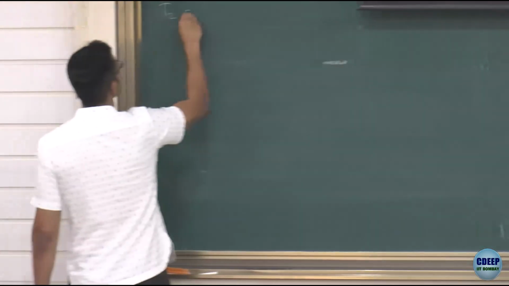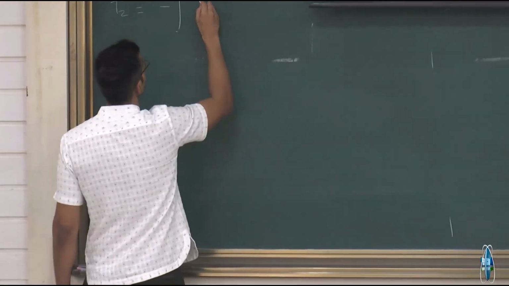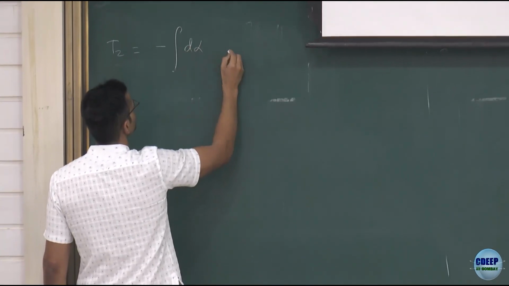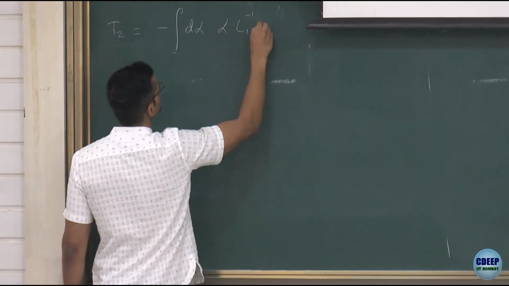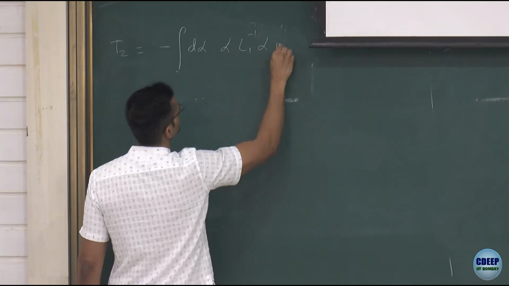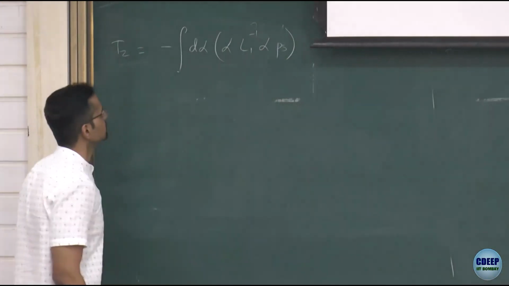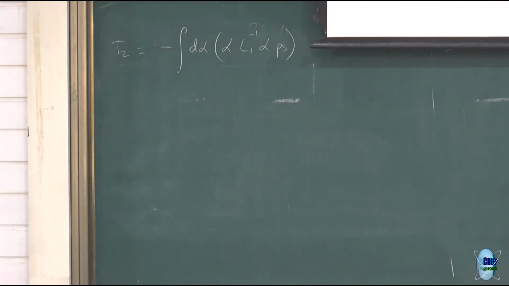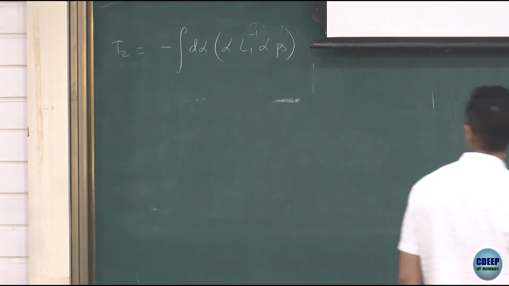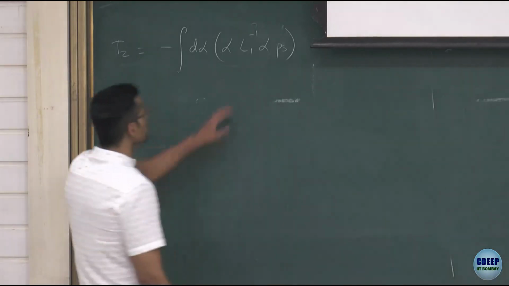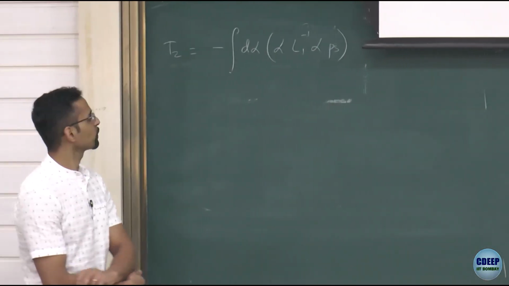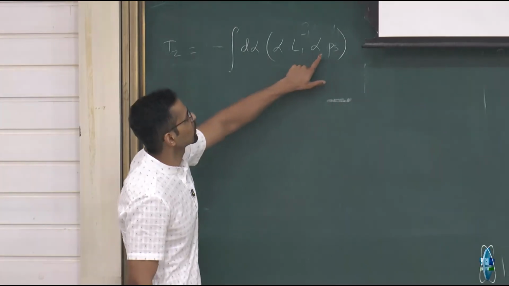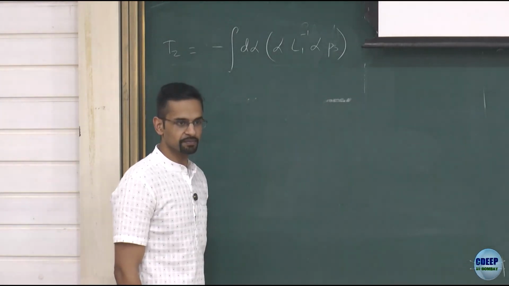Let's keep that equation there. Okay, so it was minus integral with respect to d alpha, alpha L1 inverse alpha PS. So now we need to figure out what is this L1 inverse, and specifically what is the action of L1 inverse on alpha times PS.